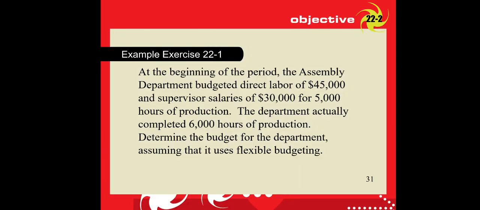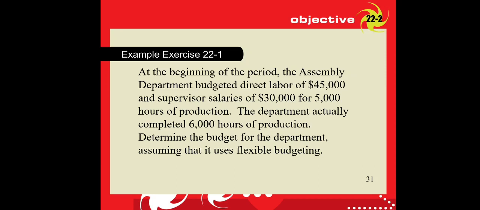Okay, this is a sample question related to flexible budget. So let's see. At the beginning of the period, the assembly department budgeted direct labor of $45,000 and supervisor salary of $30,000 for 5,000 hours of production. The department actually completed 6,000 hours of production. Determine the budget for the department, assuming that it uses flexible budget.